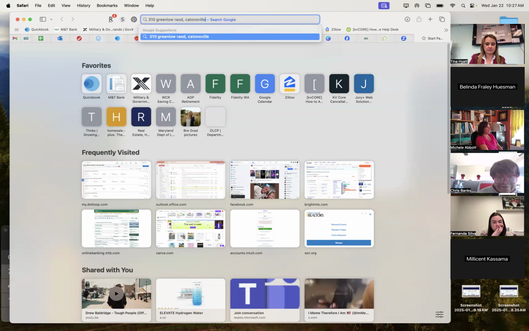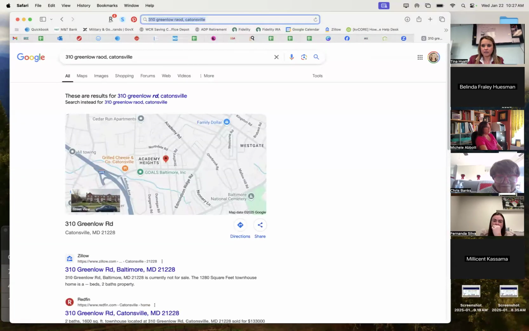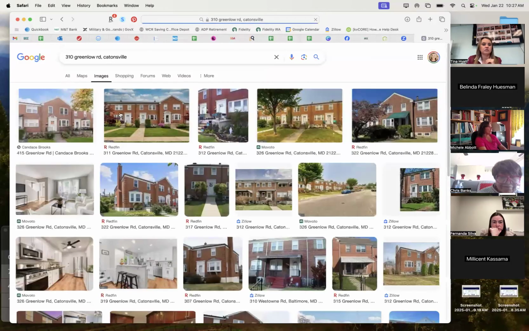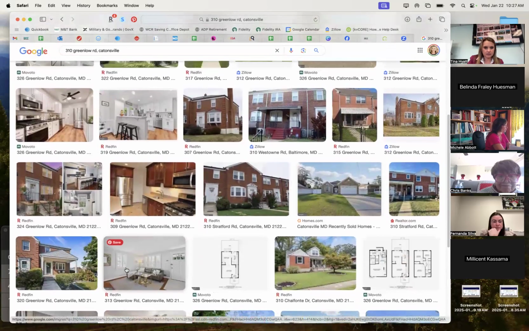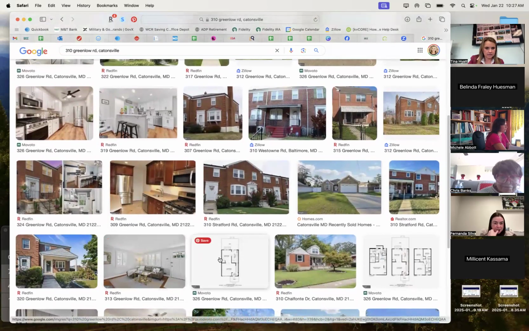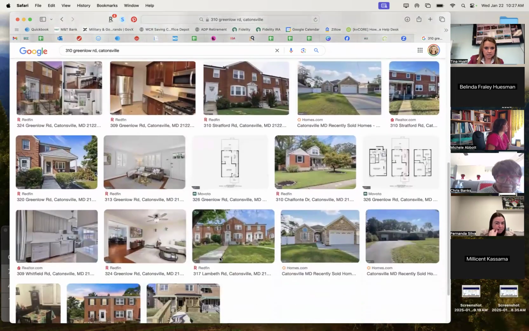Because remember, this isn't something we're using for marketing. So are you guys lagging? Can you hear me online? Okay. Since you're not using this for marketing purposes, you can use old MLS images. You can use Google images that pop up. Just make sure it's the right property, that you're not pulling up the wrong property. So I'm not really seeing a 310 Greenlow. I see all of the others around it.